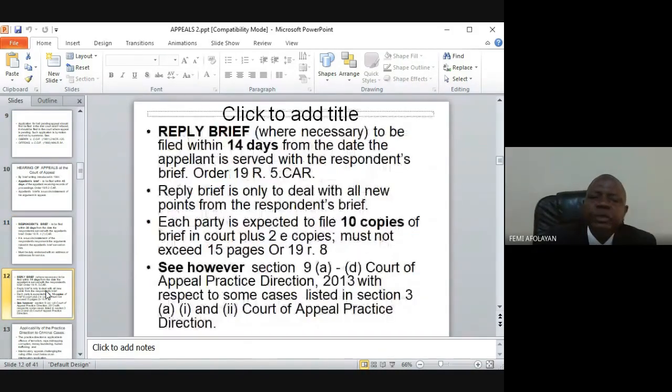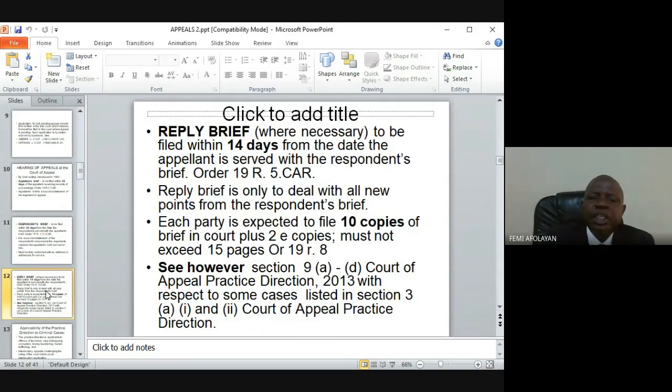Reply brief. A reply brief is usually filed by the appellant, where necessary, and he must do this within 14 days from the day the appellant is served with the respondent's brief. On this, see Order 19 Rule 5 of the Court of Appeal rules. A reply brief is only to deal with all new points arising from the respondent's brief.